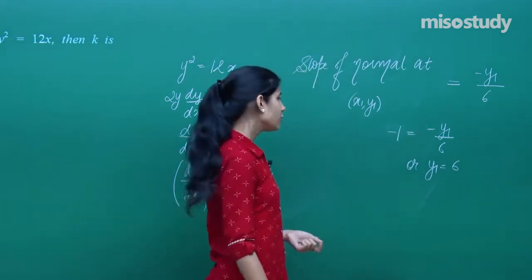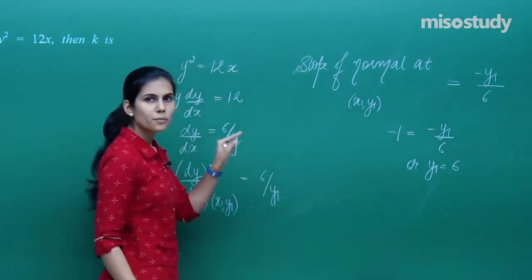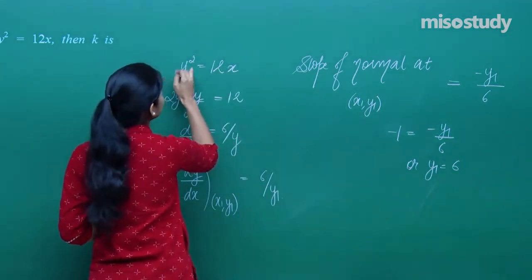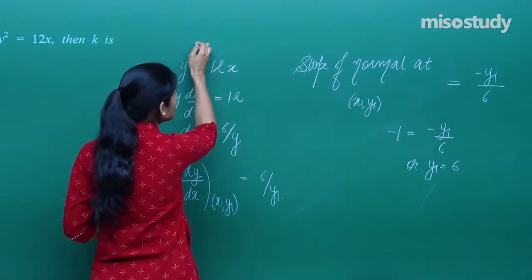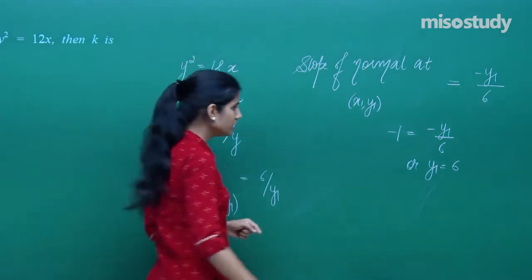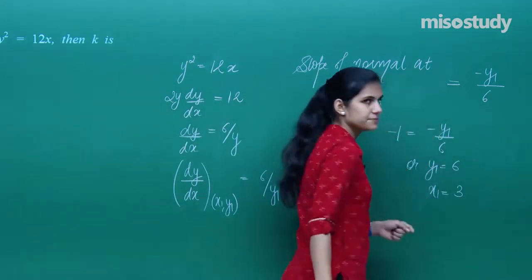If y1 is equal to 6, what is x1? So you know that x1 comma y1 is a point lying on this curve. If y1 is 6, you basically get 36 is equal to 12 into x1. 36 upon 12 gives you 3, and therefore x1 comes out to be 3.